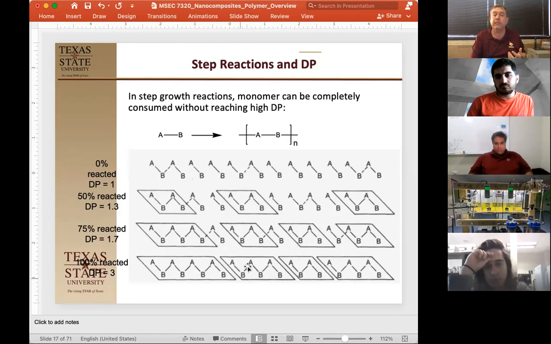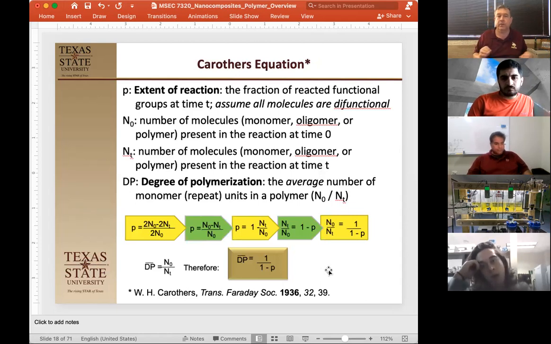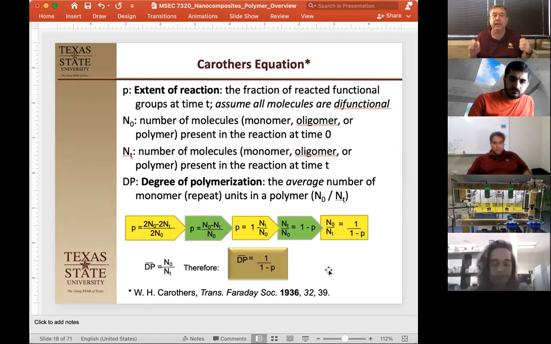You now need to wait for these larger fragments to diffuse to each other and react to make the higher polymer in the system. So that's why monomer depletion is so fast in step reactions, even though you're not making high polymer. Okay, so there's an equation associated with that, and we call this the Carothers equation. And so the extent of polymerization, which is the fraction of the groups at any one time that are considered consumed, go into that degree of polymerization.